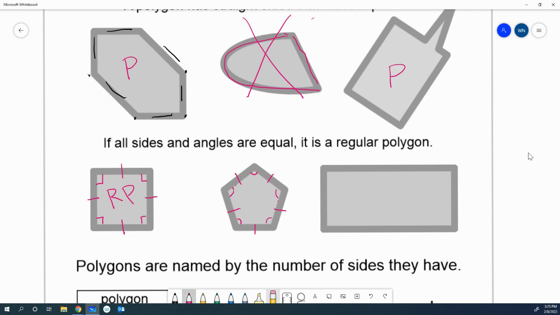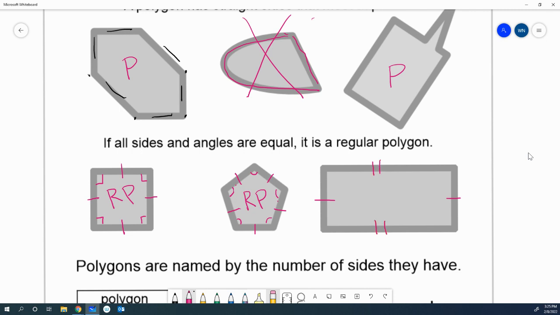As you can see, all of the sides are equal, and all of the angles are equal. So it is also a regular polygon. Let's move on to this rectangle. As you can see, these two sides are equal. But look at the other two sides.